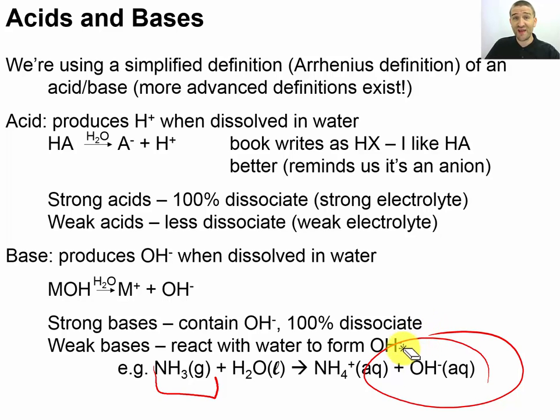We'll also find out in advanced versions of the definitions for acids and bases that there are other kinds of bases, and now we're talking about electron donation or electron accepting. That's not something we're going to bring up in our course, though.